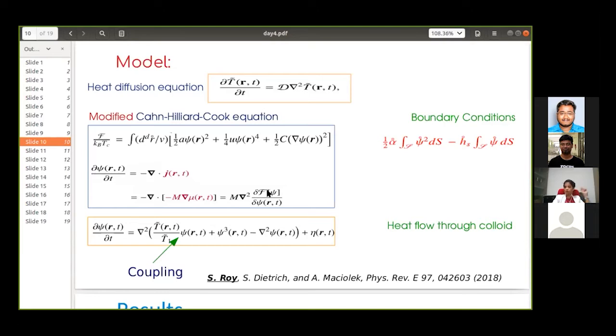So now if I know the terms which are appearing in the free energy functional, I can very easily calculate the derivative, which is there on the right hand side. And then from there, I can get the time dependence of the order parameter. Okay, it's as simple as that.